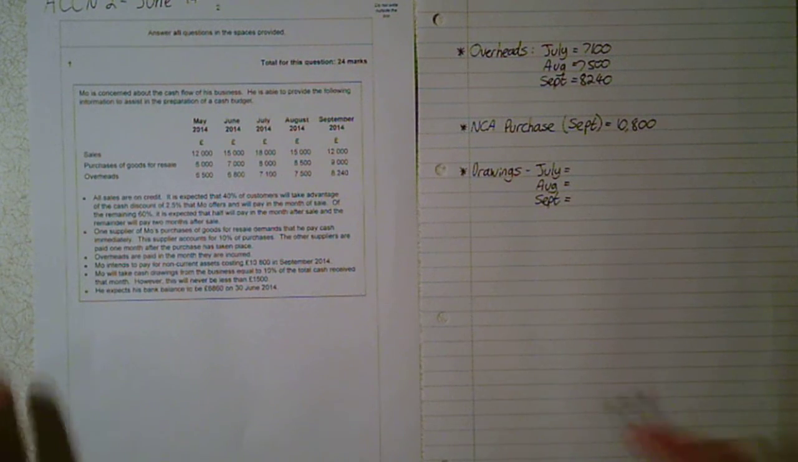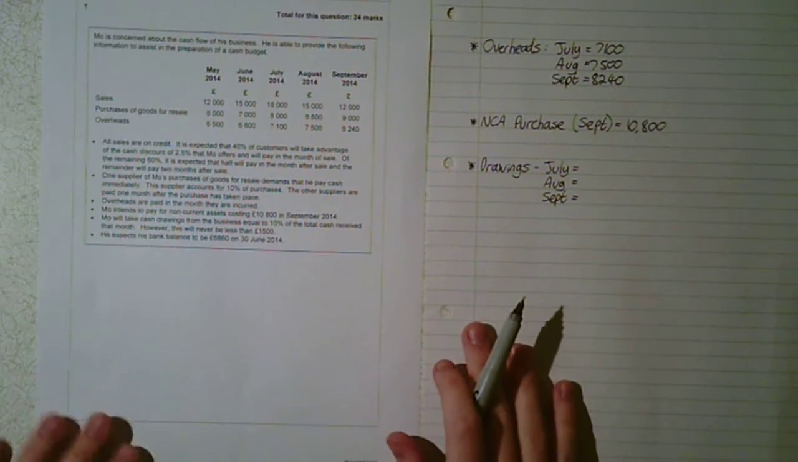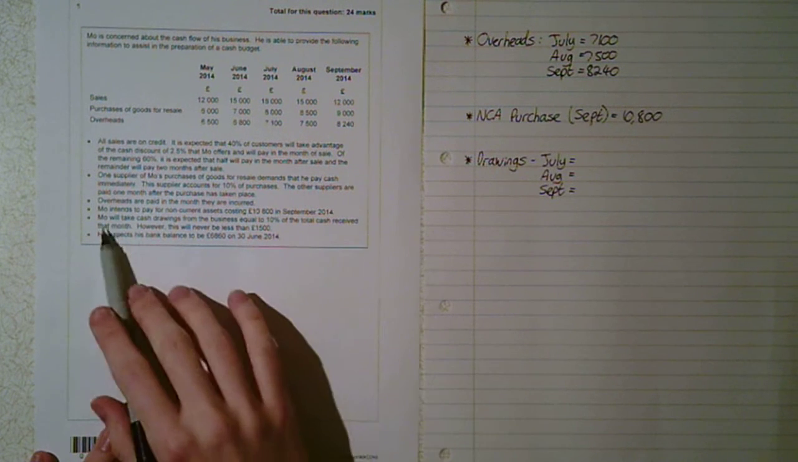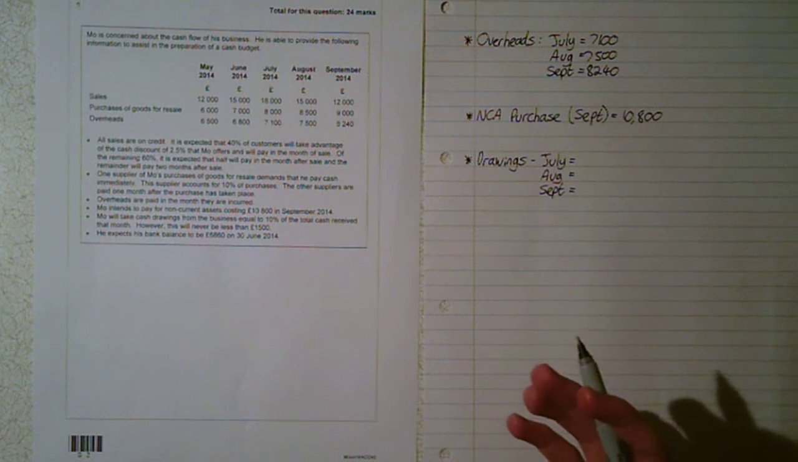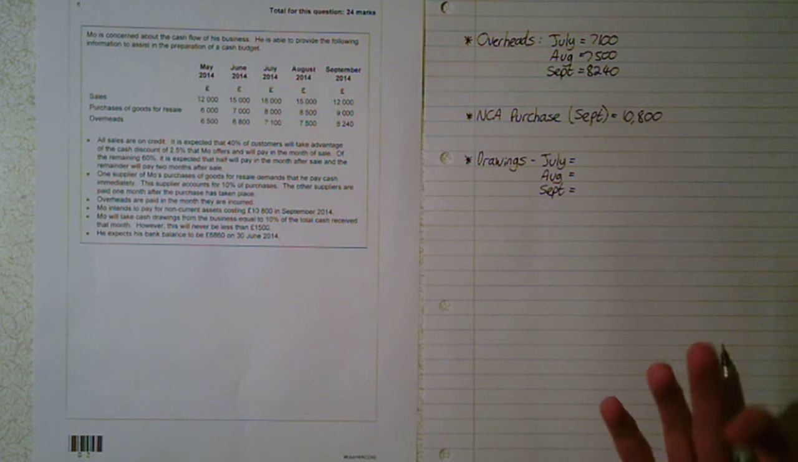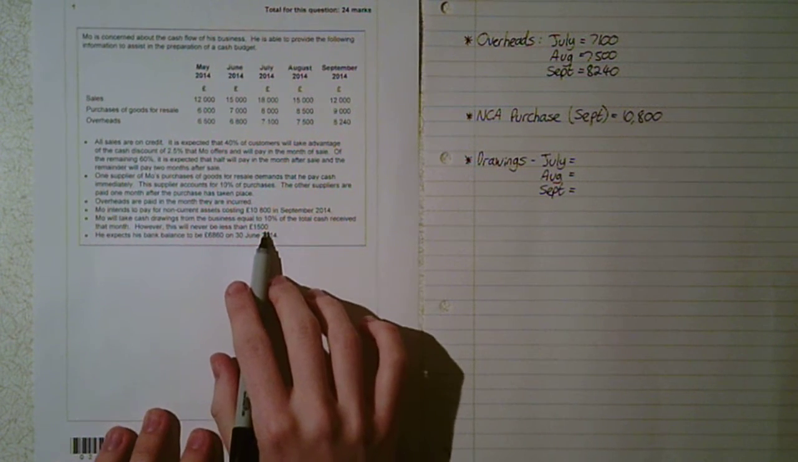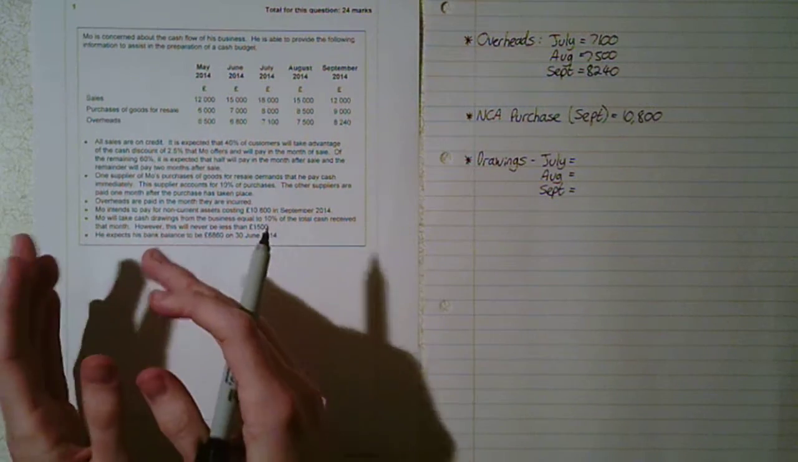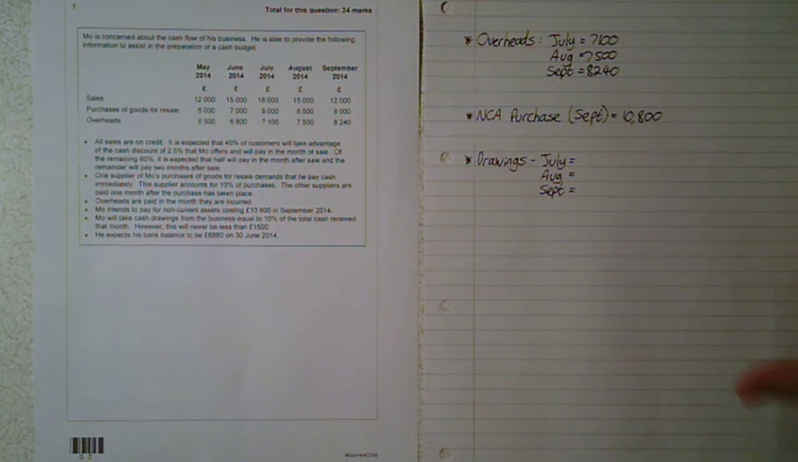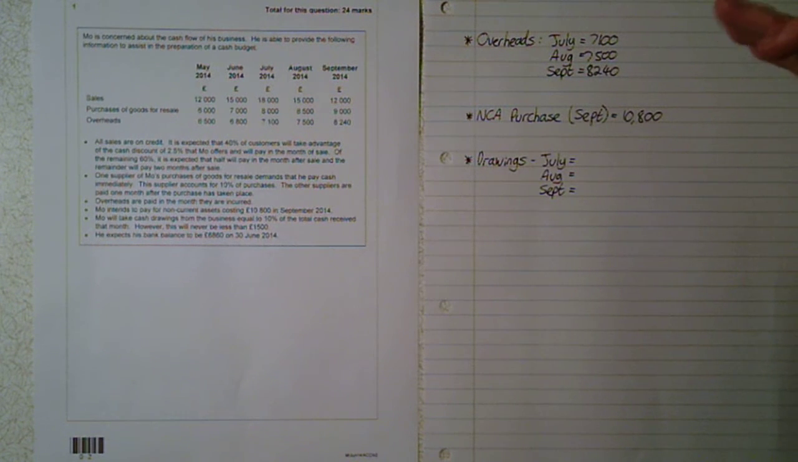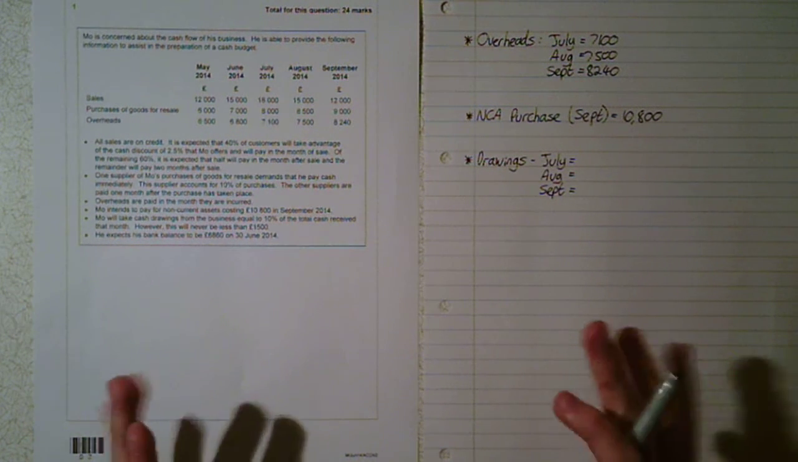It's very simple. So Mo will take cash drawings from the business equal to 10% of the total cash received that month. So I just said the only cash we're receiving is from sales, so it's quite easy to calculate this. However, this will never be less than 1,500. So it's going to be our sales times by 10% gives us our drawing figure, and if it's less than 1,500, we just increase it to 1,500 regardless of what the original value was.